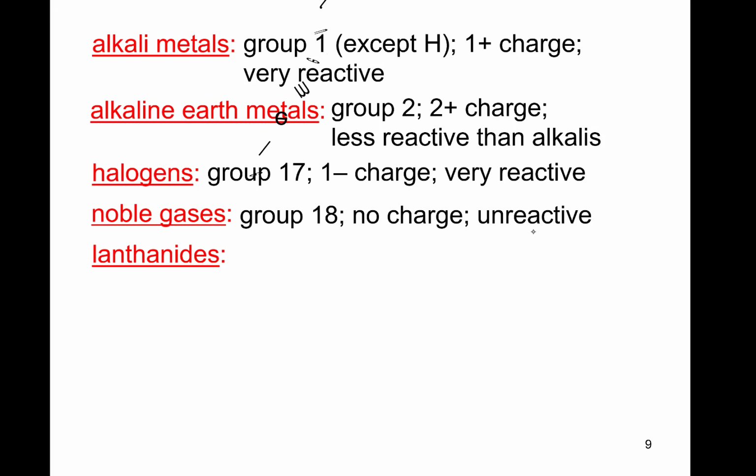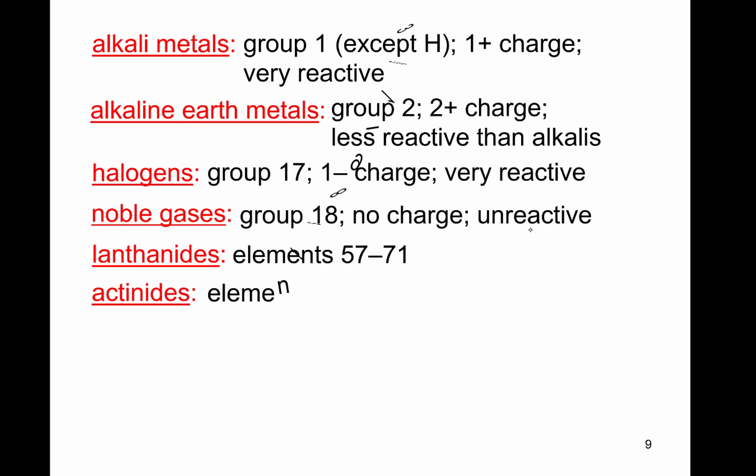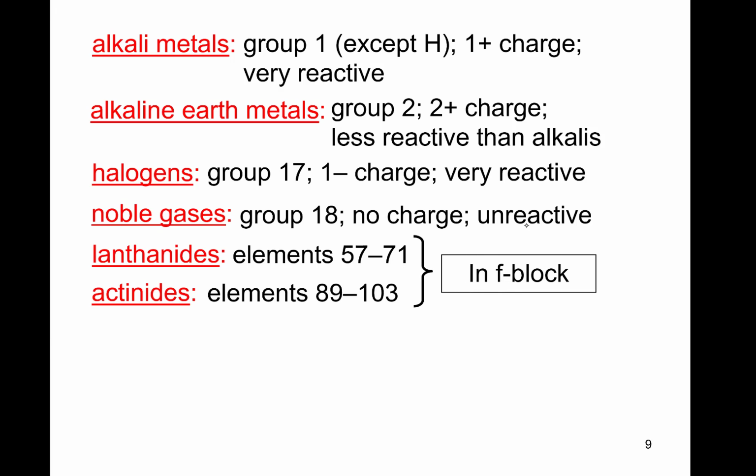Lanthanides are at the bottom of the table. Those are elements 57 to 71, so those are the top row of our F block. Notice that element 57 is called lanthanum, so they start off the lanthanides. The actinides are right below that row. Those are elements 89 to 103. If you look at atomic number 89, you will notice that the name of that element is actinium. So again, those are in the F block.